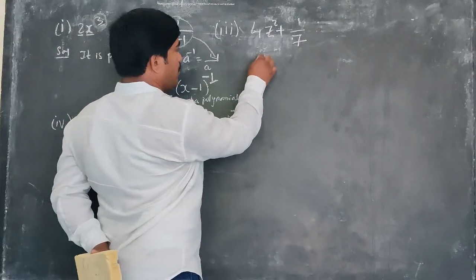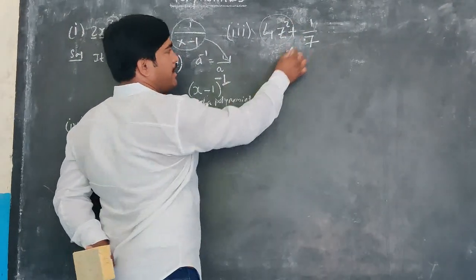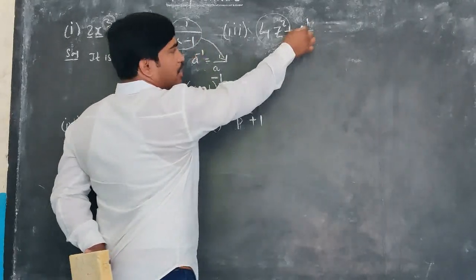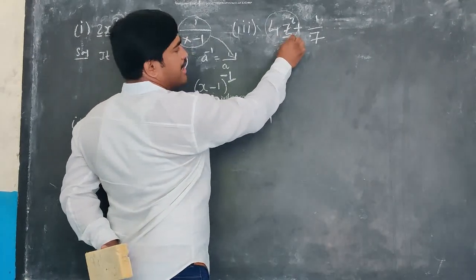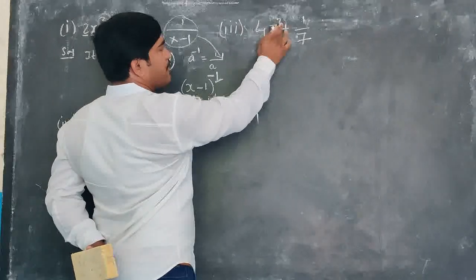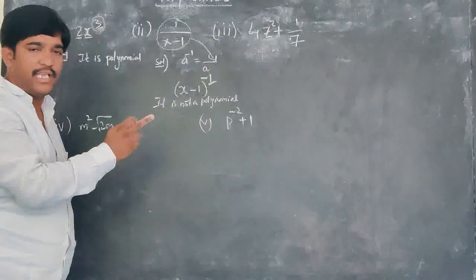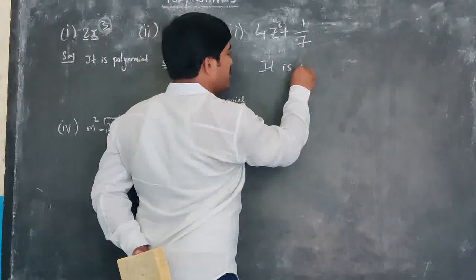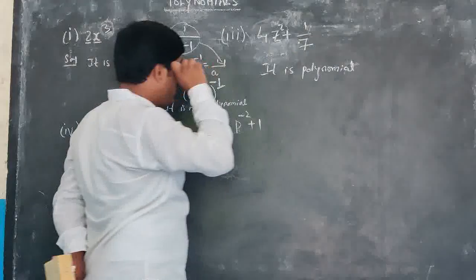Now if we go for the third one, here there are two terms, 4z square plus 1 by 7. In 1 by 7 no variable is there, so I can take this as a constant. Now what is the variable here? z is the variable. Now check the power of z. What is the power of z here? 2. This 2 is a non-negative power. So it is a polynomial.